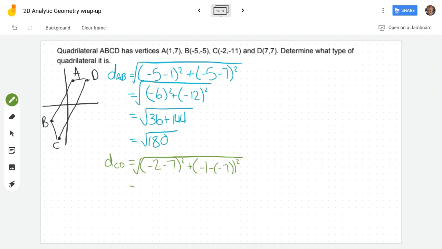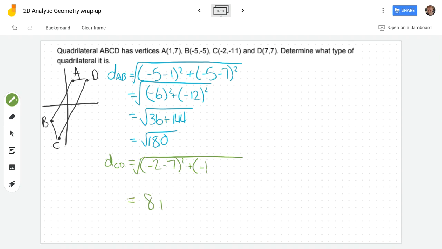-2 minus 7 is -9. All squared will be 81. Oh, and there's the dead spot. So that's 81. And -1 minus -7. Hold on. I think I wrote that wrong. I don't know what I was doing there. Okay, let's start this again.